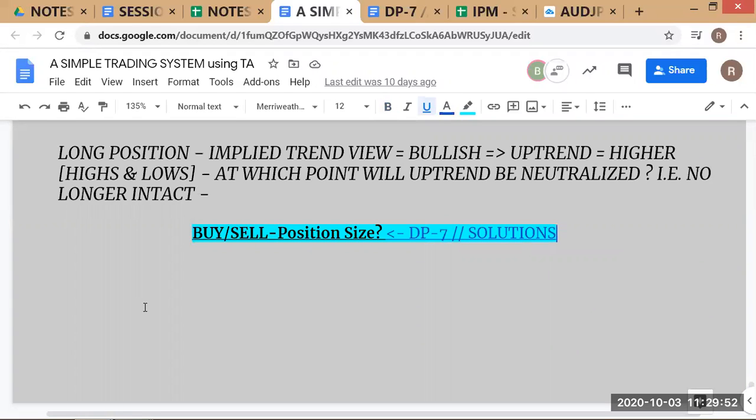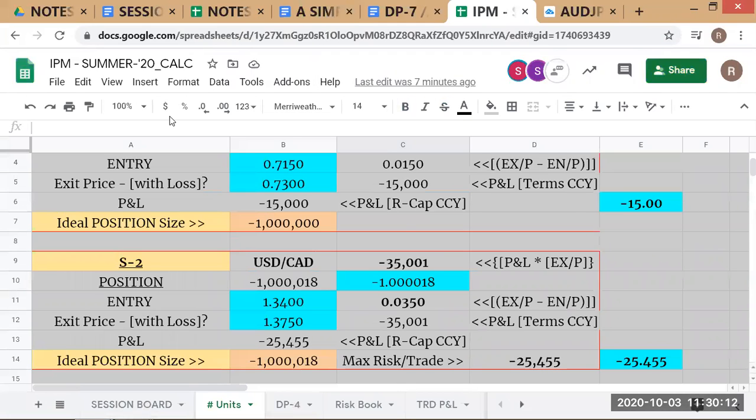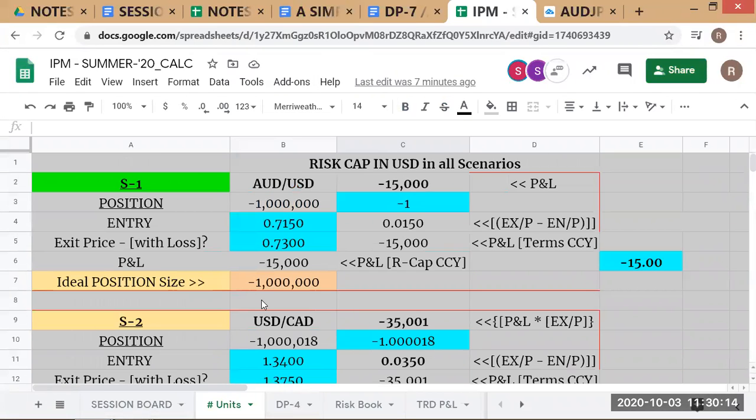Okay. Sir? Yes. Sir, Harsh. Sir, I'm Harsh. Sir, can you please explain DP7 in short? Sir, I have not understood. No. Which part have you not understood? Sir, that P&L part, where you have written formulas. We have discussed three situations. Which one have you not understood?